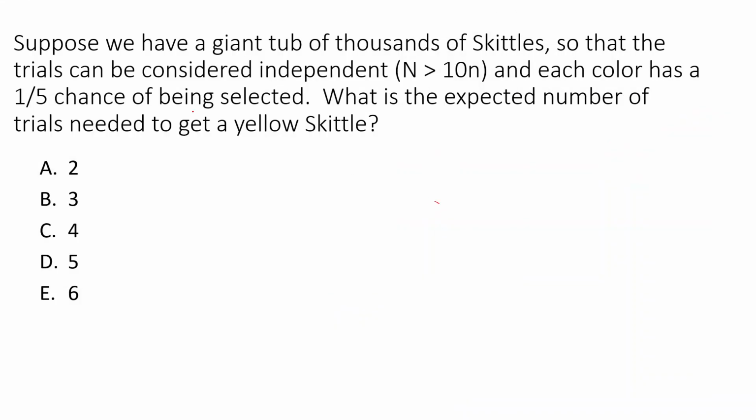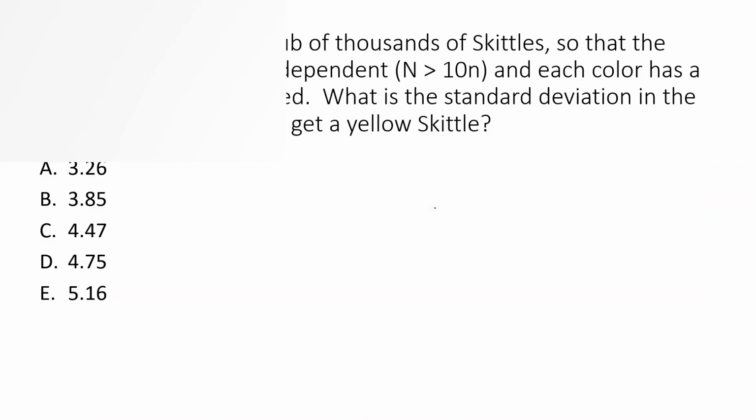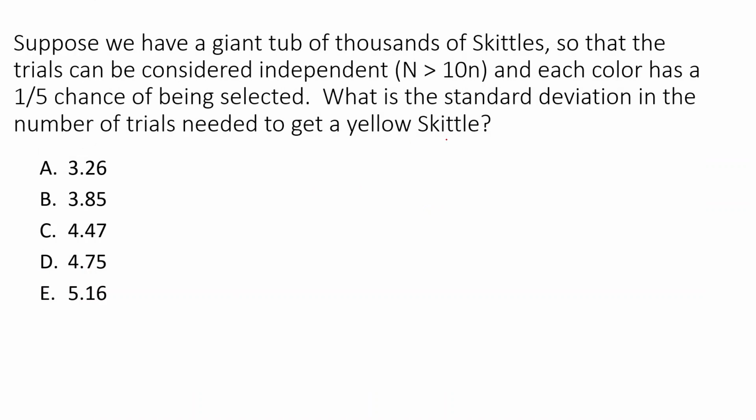All right, same scenario. What is the expected number of trials needed to get a yellow Skittle? All right, so all we need is P, because it's geometric. We're looking for the first success. So the expected number of trials to get our first yellow Skittle is 1 over 1/5. That's our P, which will give us 5. Boom, done. All right. What about the standard deviation?